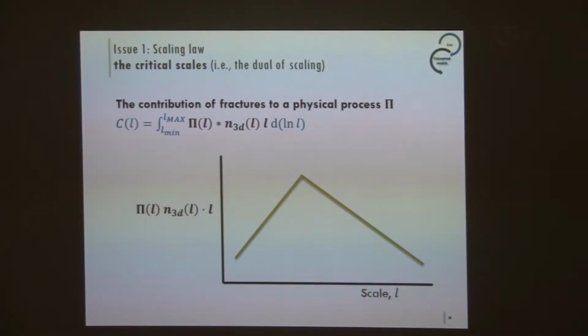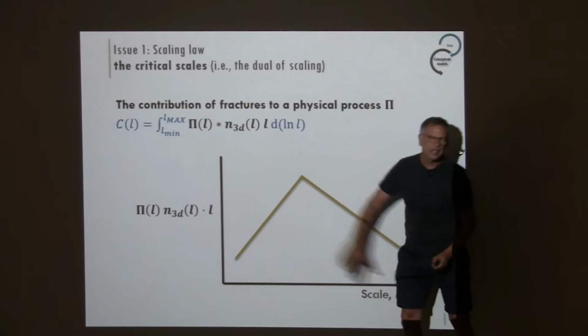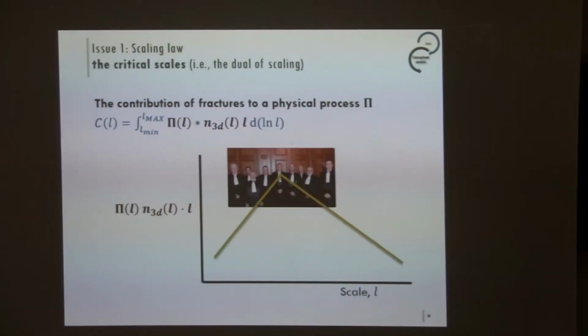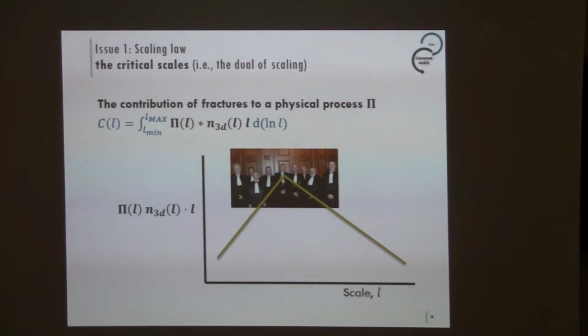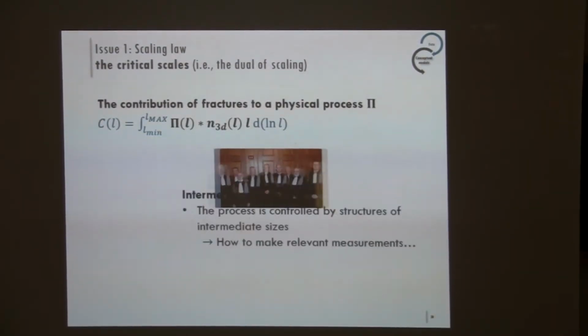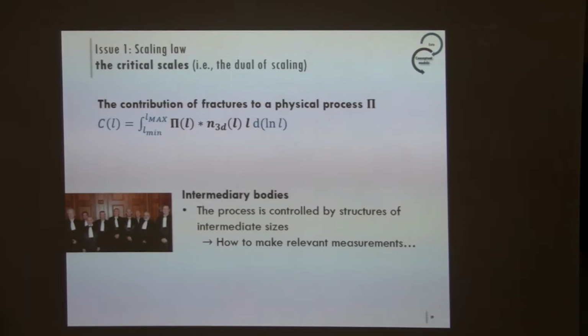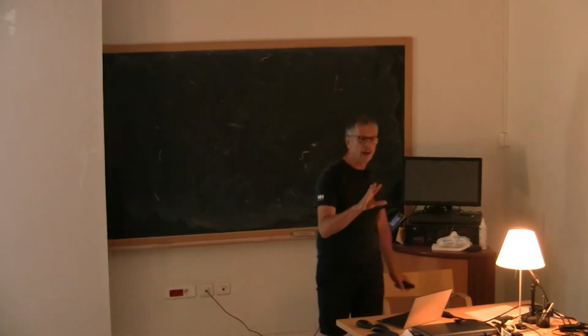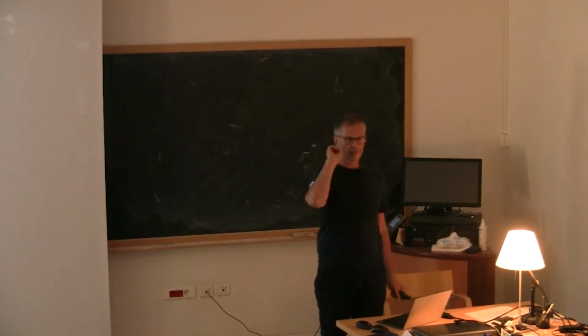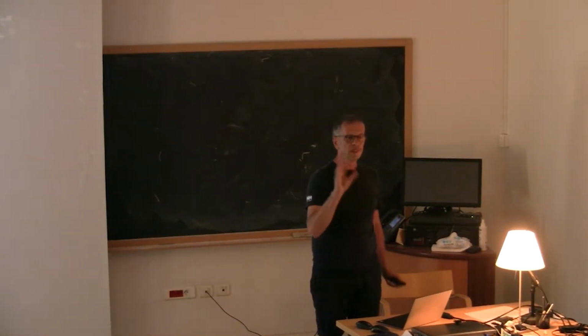So, and then you can have this, okay? And you are dominated by something in between, okay? It's like an intermediate body in the system, which dominates everything. So the process is controlled by structures of intermediate size, and the point now is how to make relevant measurements, if you want to do that.